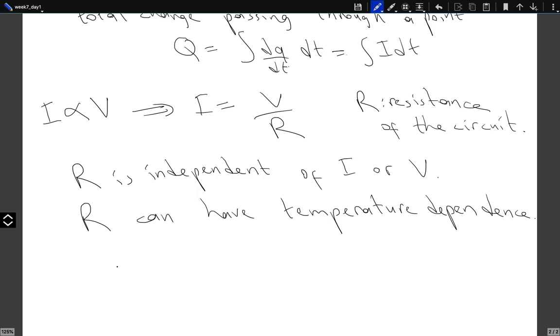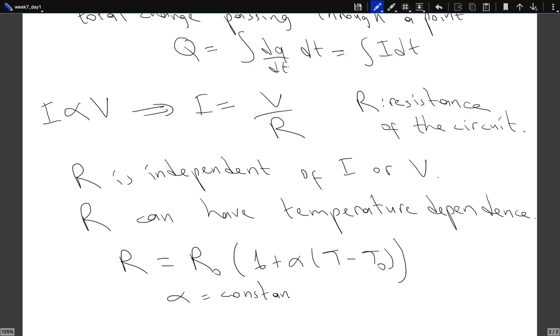And in general, for any material, you can say that its resistance is given by R equals R0 times 1 plus alpha (T minus T0). Now, this R0 is the resistance of your system at a given characteristic temperature. So you pick a temperature T0. At that temperature, you measure its resistance. Then at an arbitrary other temperature, T, it will have such a dependence. This alpha is some constant characteristic of your material.